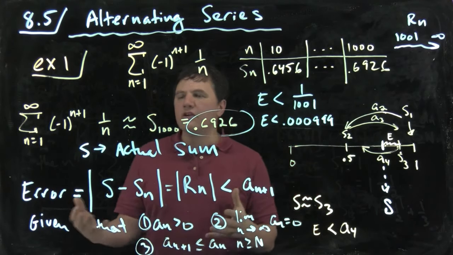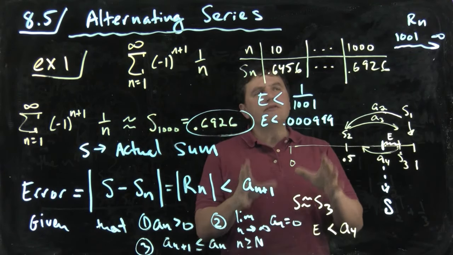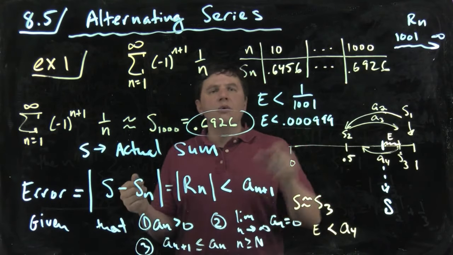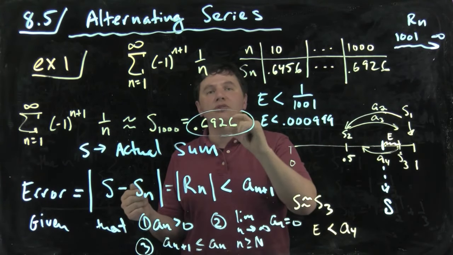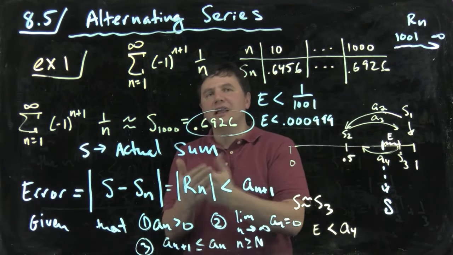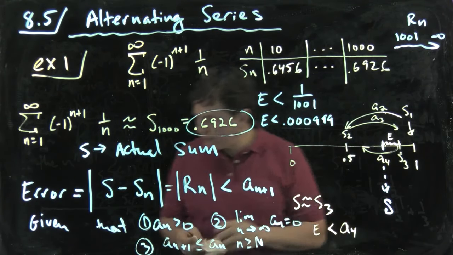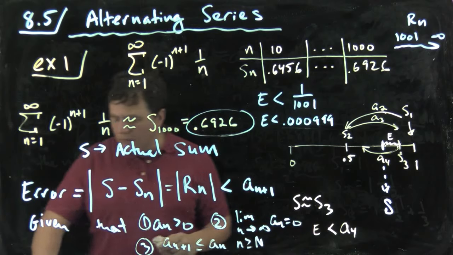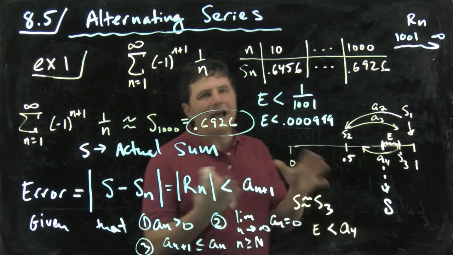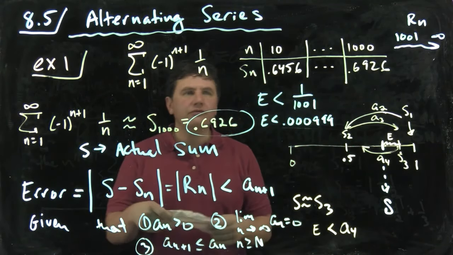So the moral of the story is when we're dealing with an alternating series, even though we don't know exactly what the sum is, we have this really good way to bound up the error, right? We know the error is going to be less than that first unused term as long as it's a convergent alternating series. Okay. The next thing I'm going to talk about is absolute versus conditional convergence.